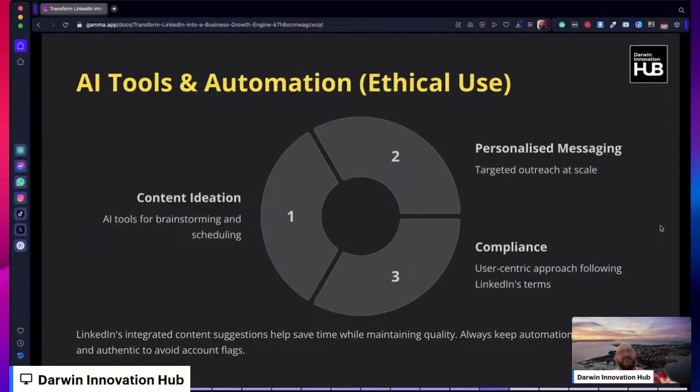So it's not then the same thing over and over and over, because sending out repeat messages in very quick succession to people you're not connected to, or even that you are connected to, is a red flag to LinkedIn. And be compliant. A user-centric approach is following LinkedIn's terms and their rules. So look at what those are.